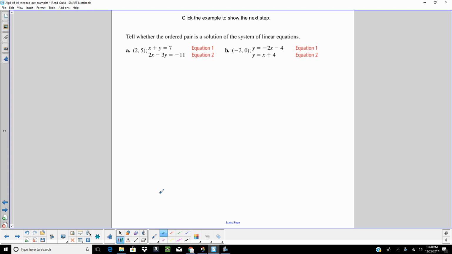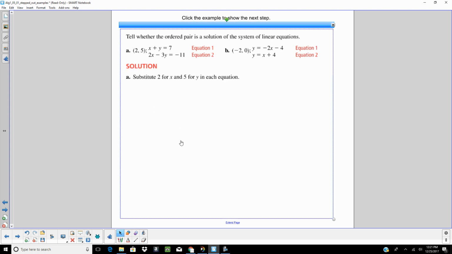So, in order to really know if we have a solution to a system, we need to know how to check it. Our first example is, we want to tell whether the ordered pair is a solution of the system of linear equations. What we're going to do is take that answer and substitute it into the equation. Now, a system of equations contains two or more equations, so we're going to have to plug that into both equations. Remember, our x value is 2, our y value is 5. So we're going to substitute 2 for x and 5 for y in each equation.